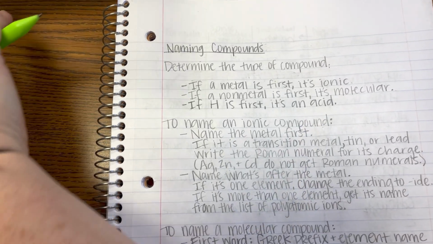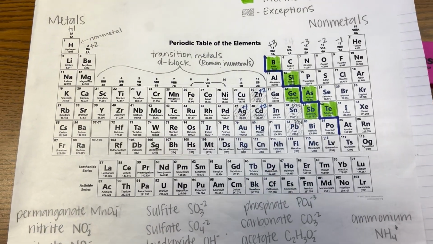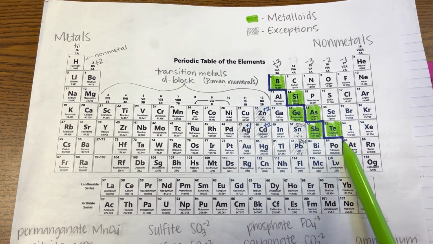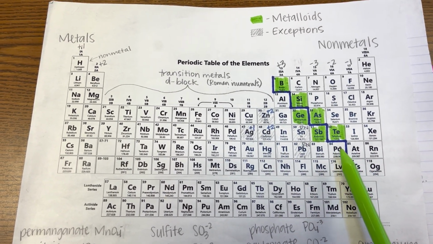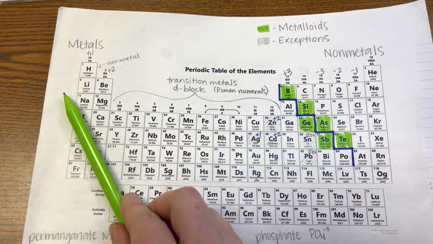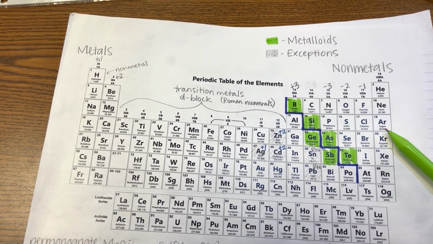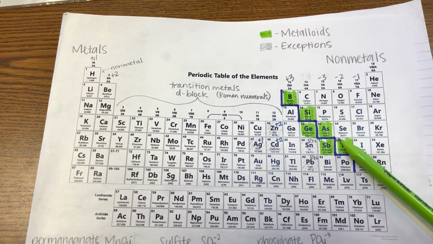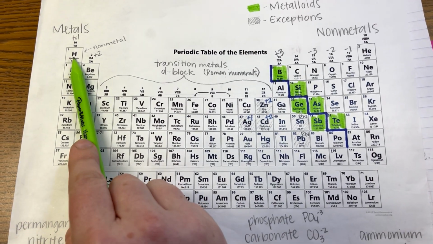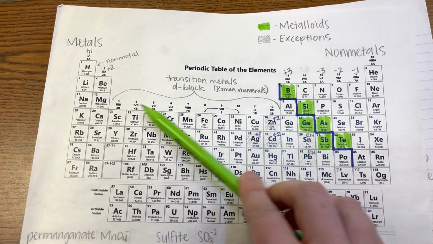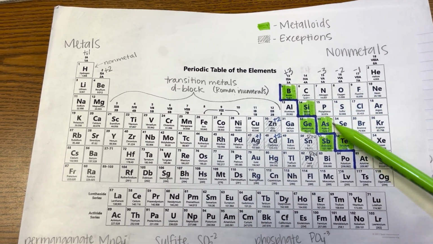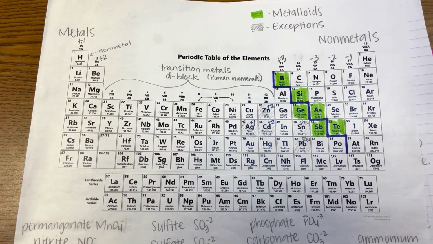Okay, how do you know where metals and nonmetals are? Look at your periodic table. This stair-step line separates your metals and nonmetals. All of these are metals. If they're up here on the top to the right of the stair-step, they're nonmetals. Okay, and then hydrogen means they're an acid. So these are all ionic compounds. These will form molecular compounds, and then hydrogen is an acid.